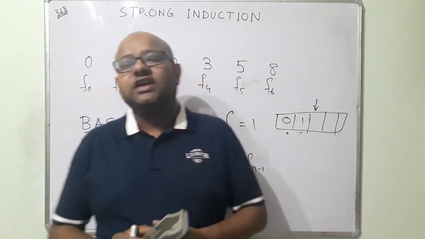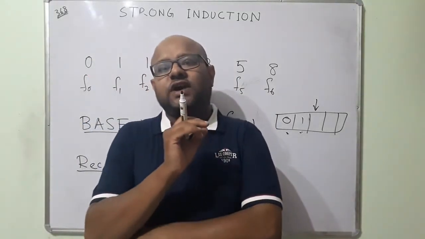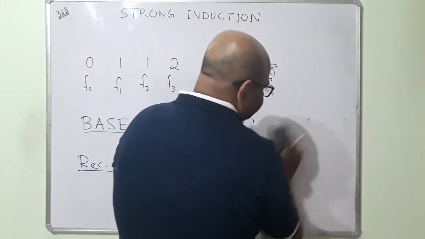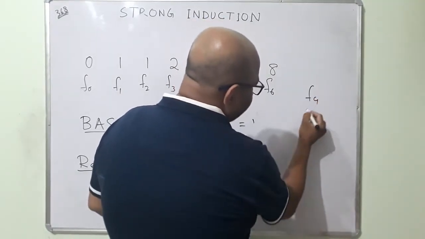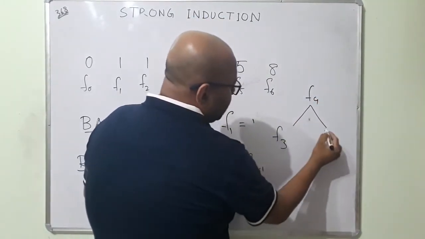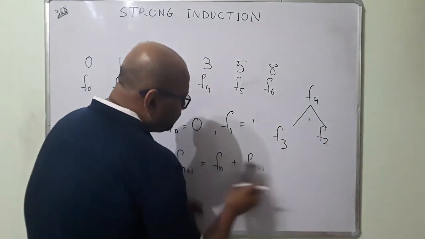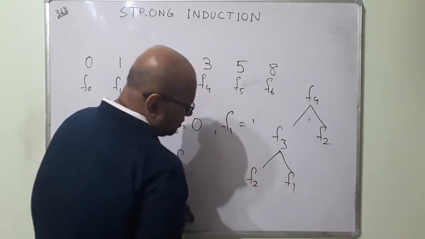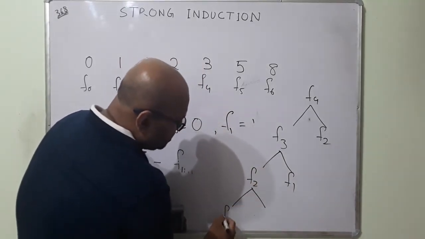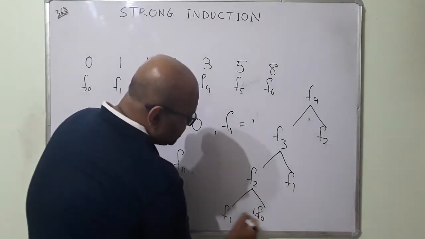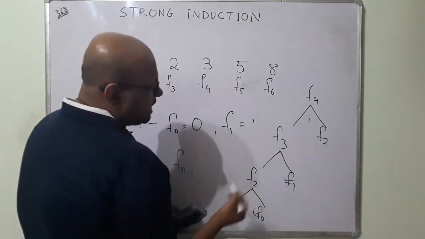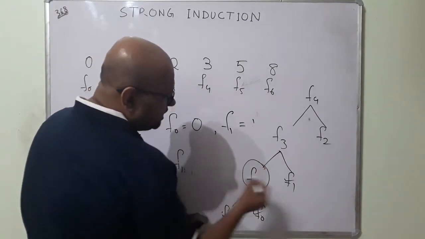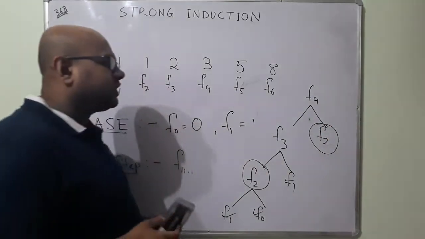Why? See, what are you going to do? In order to find f of 4, you have to find f of 3 and f of 2. In order to find f of 3, you will have to find f of 2 and f of 1. For f of 2 you will find f of 1 and f of 0. These two will come from the base. But I want you to see one thing. This f of 2 you are calculating here, you are going to calculate again.